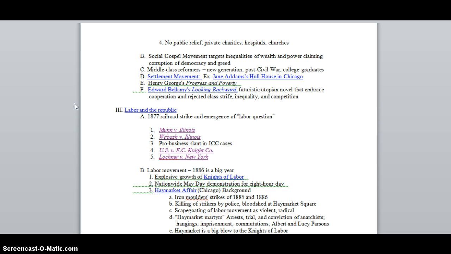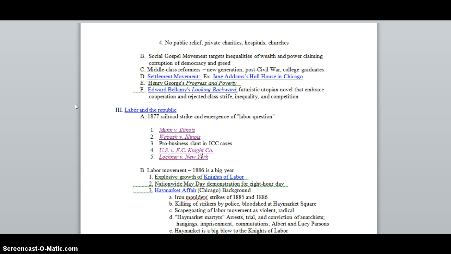The social gospel movement is going to target the inequalities of wealth and power and claim that corruption is really based on the democratic process and greed. And coming out of this, you're going to have a new generation of middle-class reformers. These are our early progressives. These middle-class reformers are mostly white, mostly middle and upper class, and they are a new generation. They are the sons and daughters of a post-Civil War society.